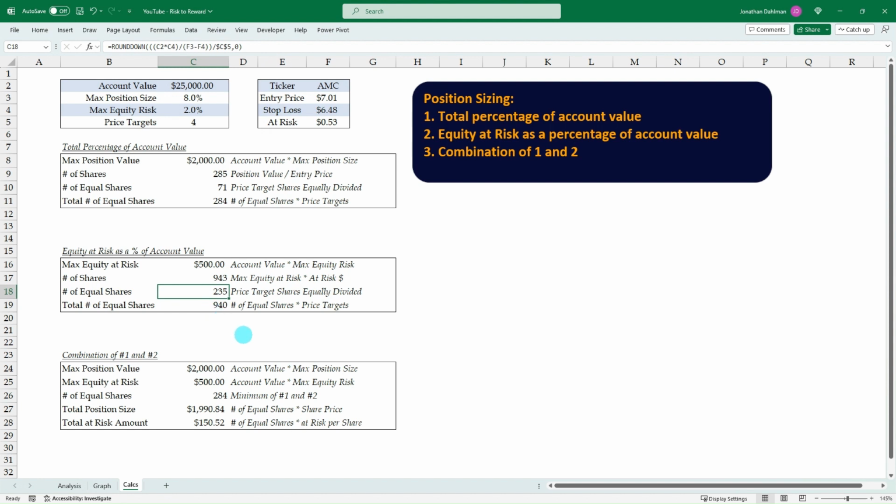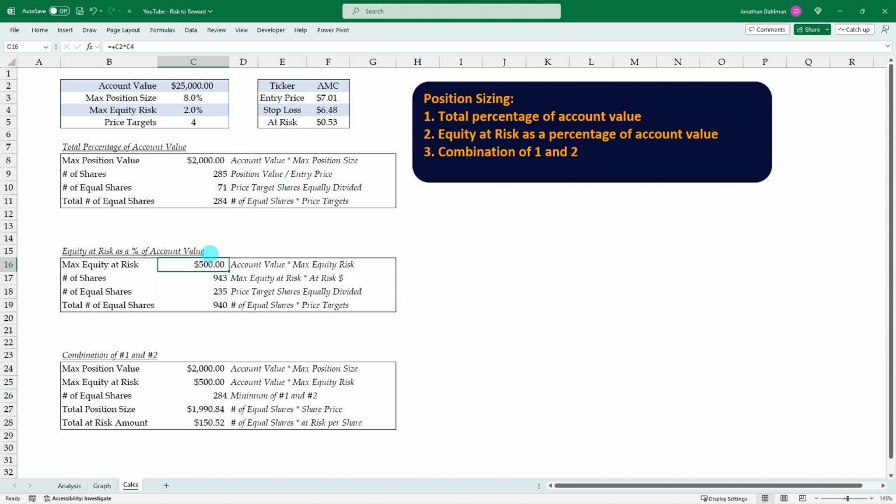And we're left with 235 shares. And we multiply that by 4 to get 940 of total number of equal shares. And then we can do 940 divided by 4. So that'd be 235 equal shares that we purchase in order to max out our equity at risk.